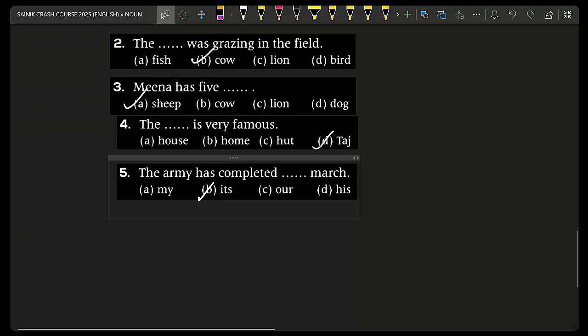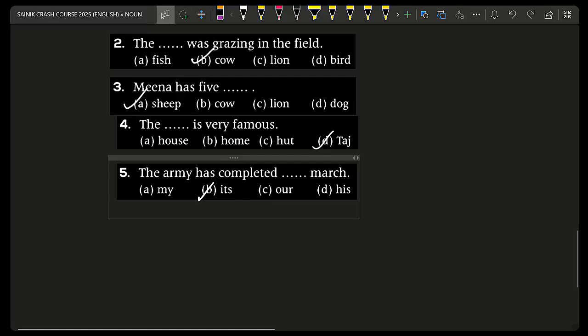The army has completed dash march. It's march, so the pronoun should reflect back to the army, right? The army has completed my march, is it correct? No, sir. The army has completed its march. Our march is also wrong, his march is also wrong. It should relate to the army. Okay. Yes, sir.